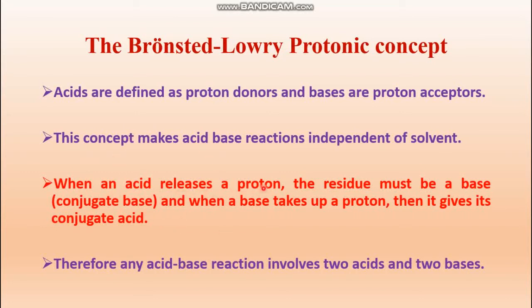When an acid releases a proton, the residue must be a base, and this base is known as the conjugate base. Suppose HCl releases the H plus ion, so the residue is Cl minus ion. Now Cl minus ion is treated as a base. So acid 1 becomes base 1. On the other hand, when a base takes up a proton, it gives its conjugate acid. Suppose NH3 is a base, so it takes a proton H plus, so it produces NH4 plus, so it becomes an acid. So NH3 is a base. On the other hand, NH4 plus is an acid. So this point is most important.